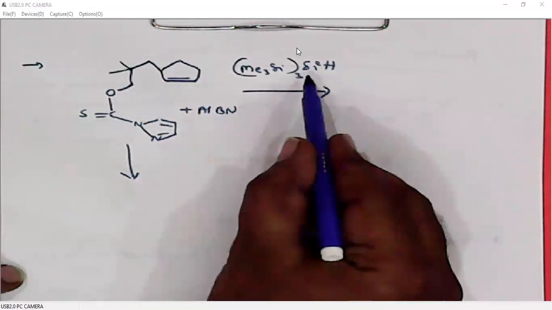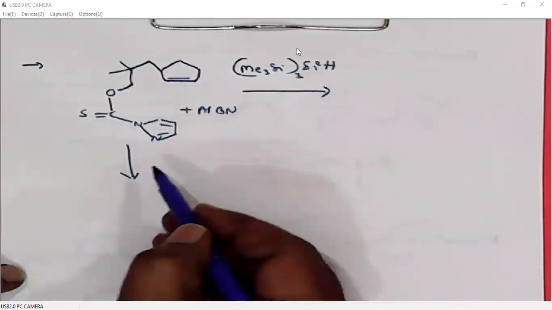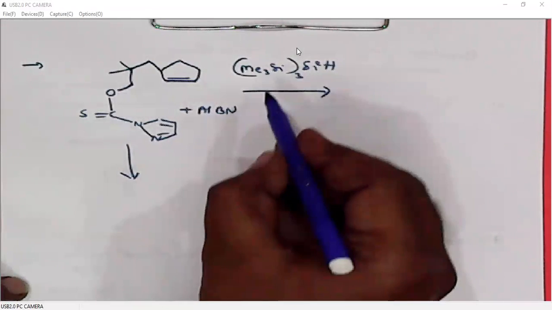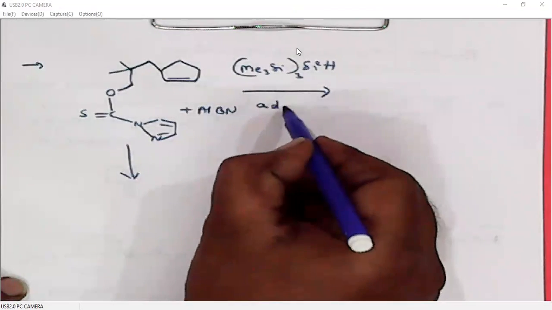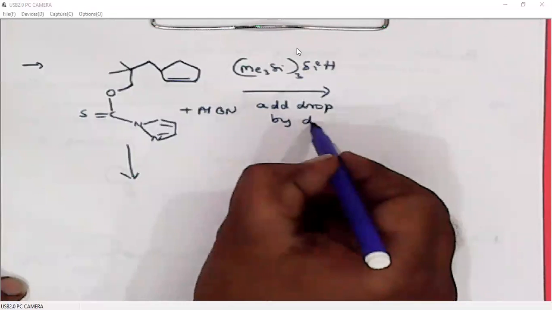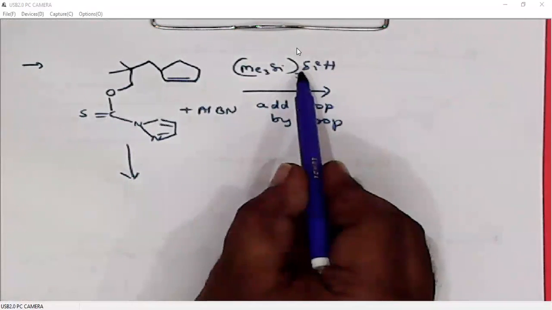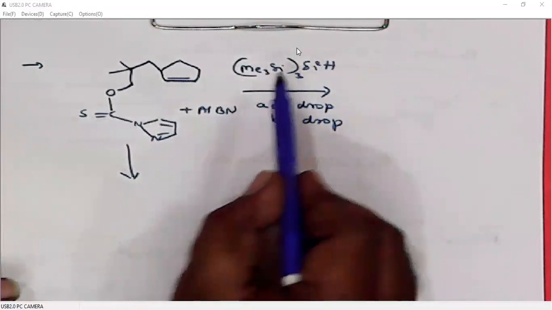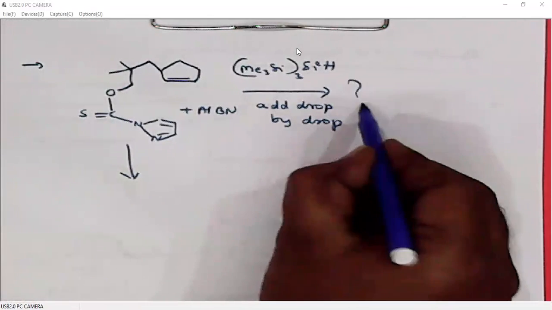Now, as I said, TBTH or the silyl hydride can be used. Now, what we will do, we will add this silyl hydride drop by drop to this reaction mixture. Then what is the product?